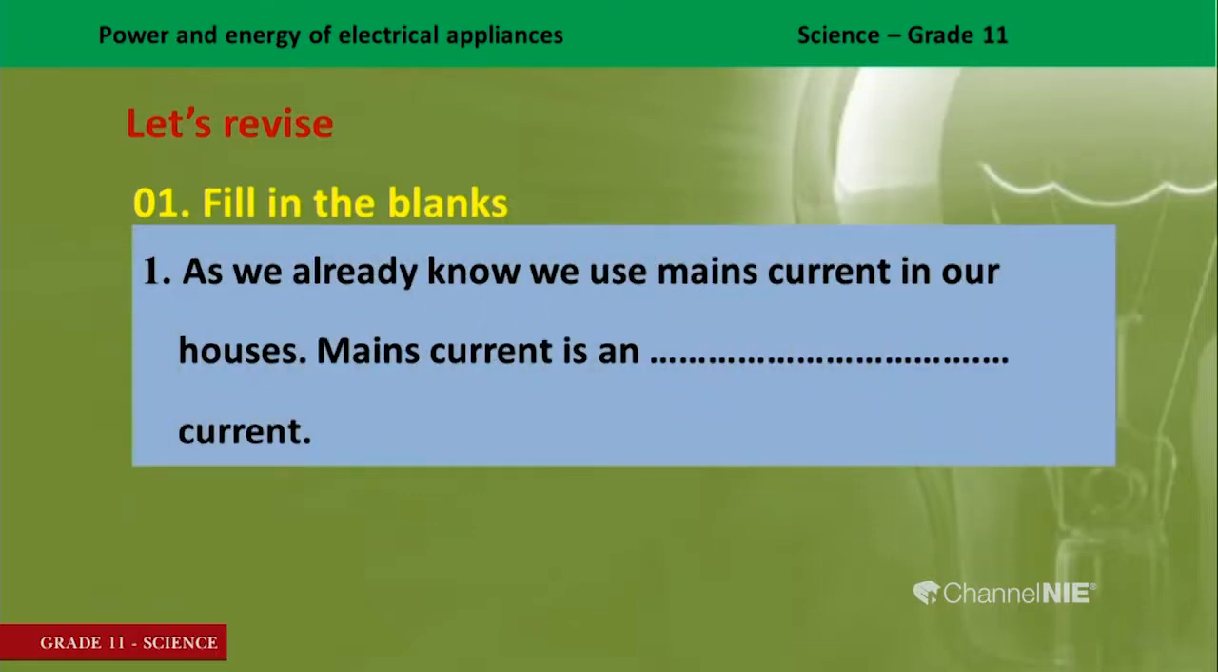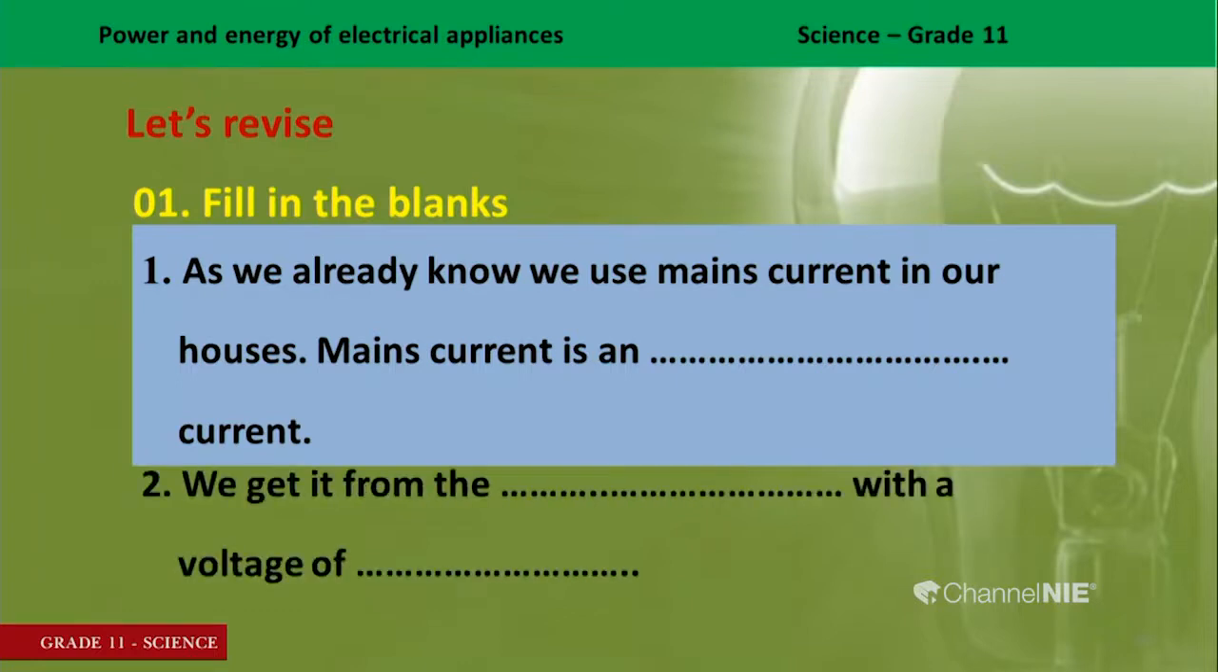As we already know, we use mains current in our houses. Mains current is a blank current. You need to think what type of current it is. We get it from the blank with a voltage of. Can you figure out the answers?